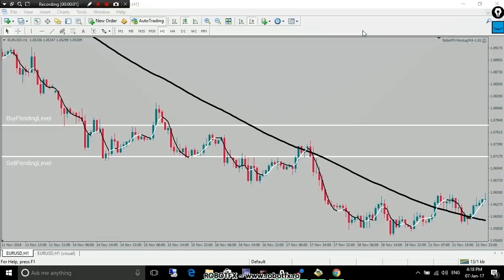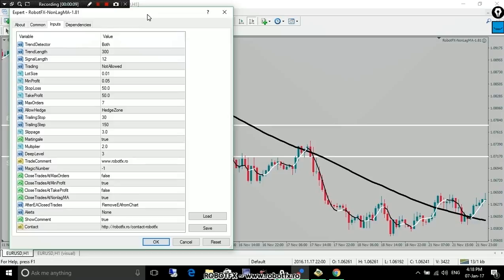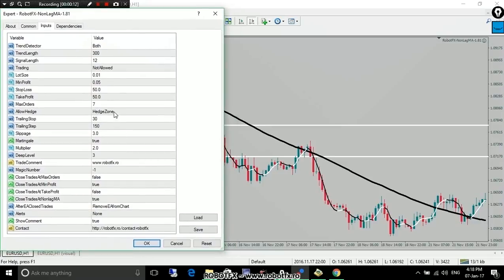Good day, traders, and welcome to this second presentation of the RobotFX non-lag moving average expert advisor. I will try to cover in this video the hedge zone settings when you want to trade and you want to hedge, not using classic stop loss.